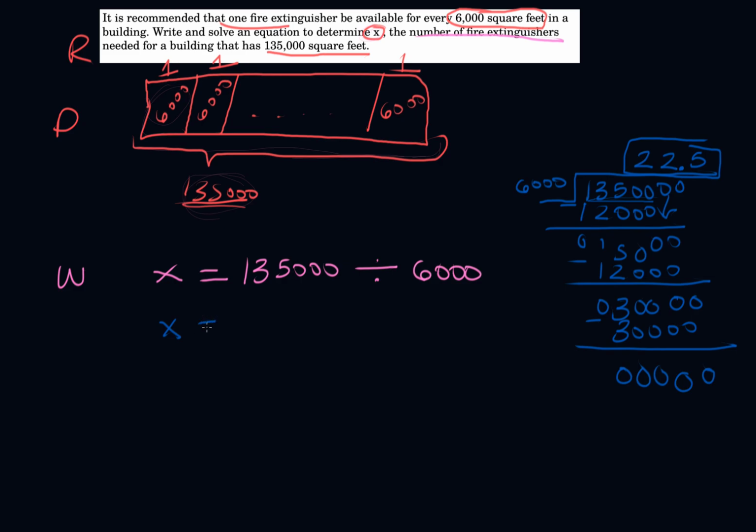So X equals 22.5, which means that is the number of fire extinguishers. But you can't have half a fire extinguisher. So what do you need to do? You need to round up, because you need that other fire extinguisher for that 6,000 square feet. So X is 22.5, but we need that last fire extinguisher, because we can't have half. So we need 23 fire extinguishers.